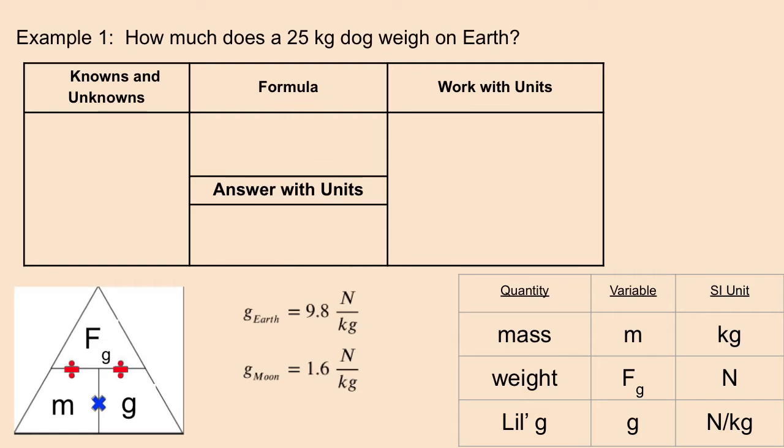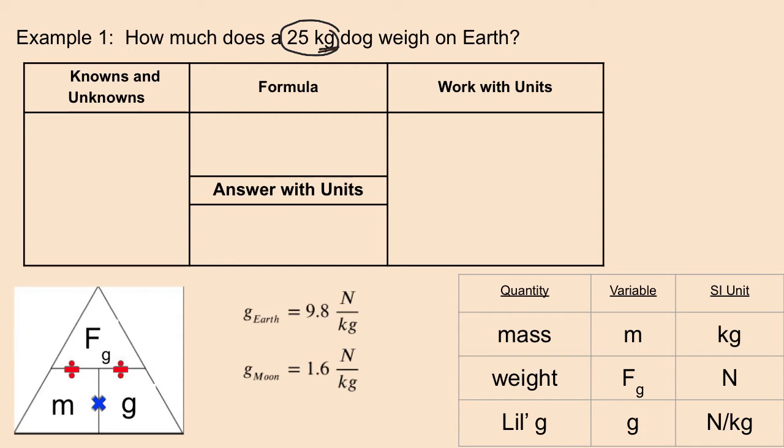Okay, hi. We're going to do some of these problems. So the first example is, how much does a 25 kilogram dog weigh on Earth? So remember, when we're looking at these problems, we're looking for that information. And a lot of times we see numbers with units. So right now I see 25 kilogram. So I'm trying to figure out, what is that?